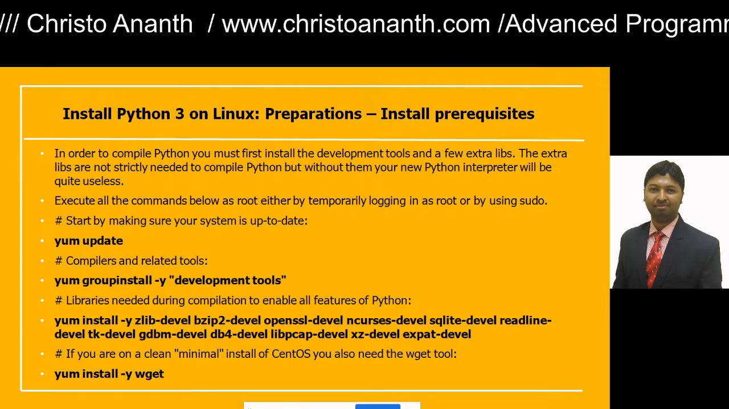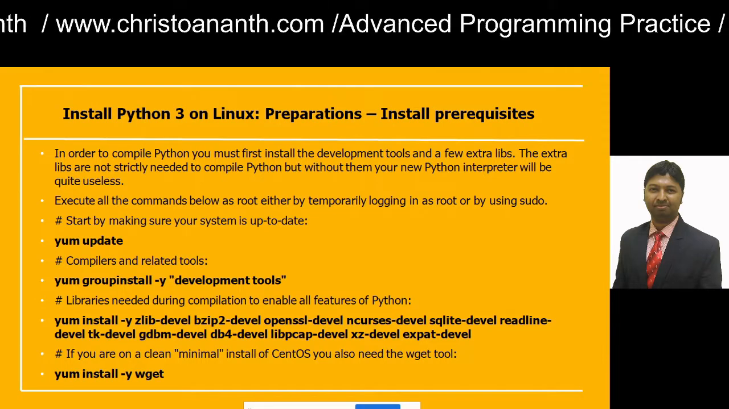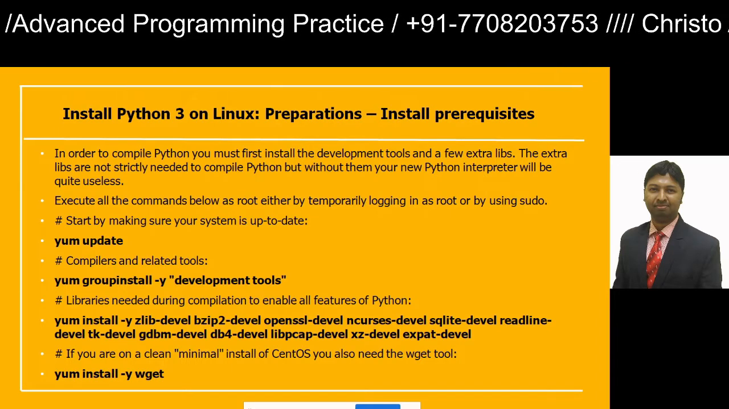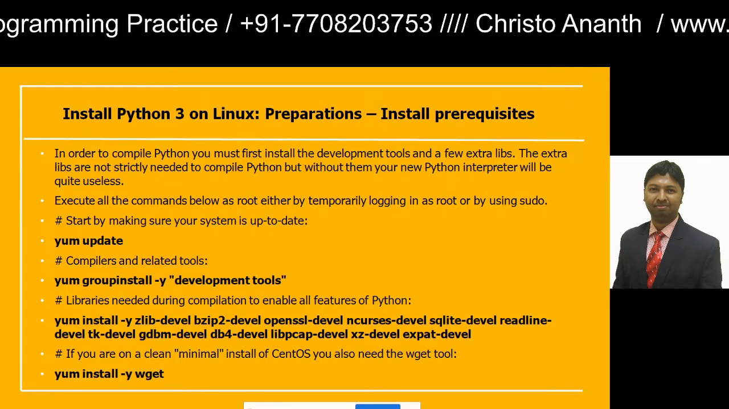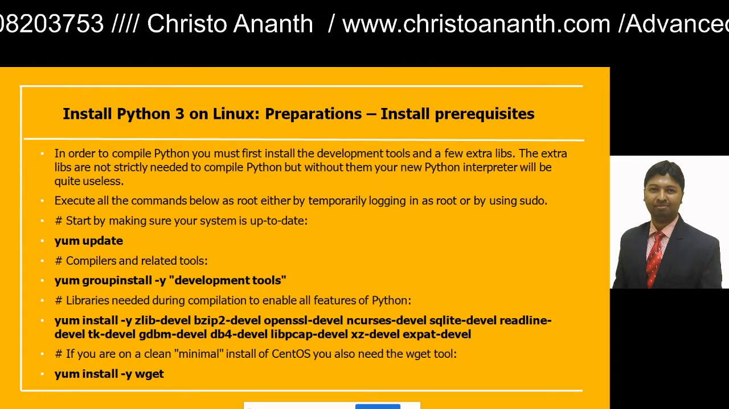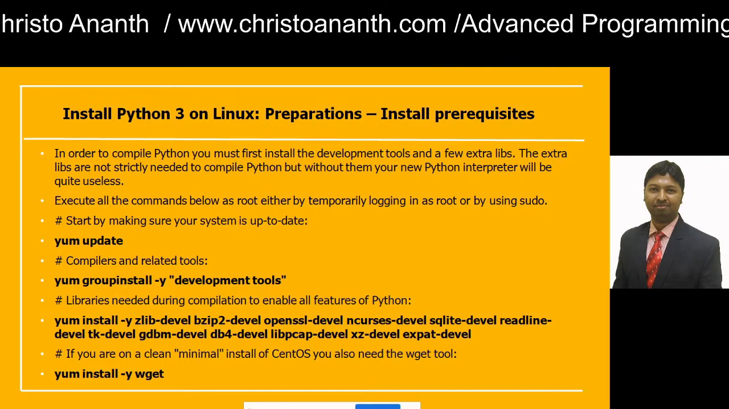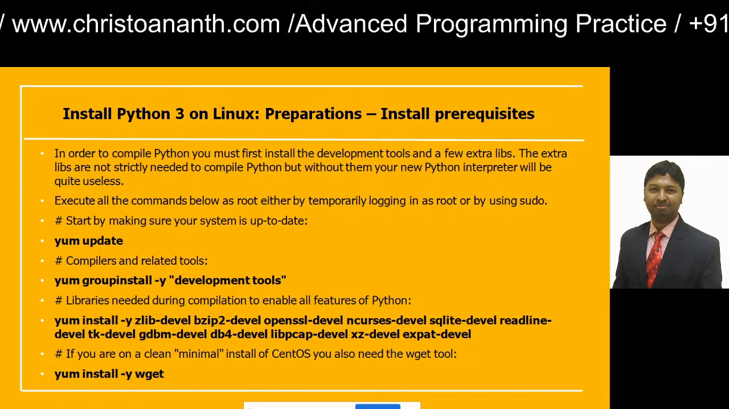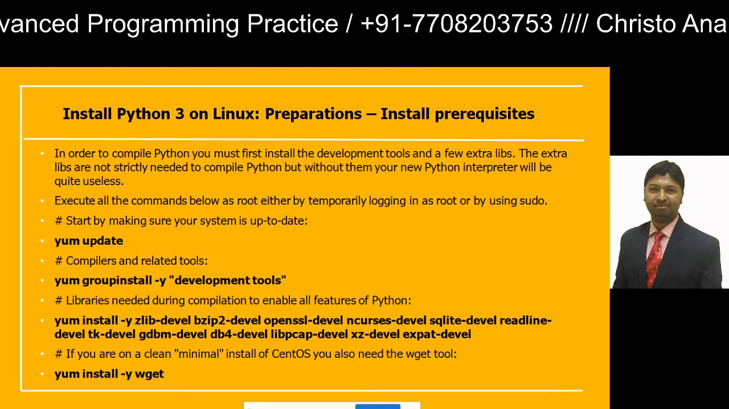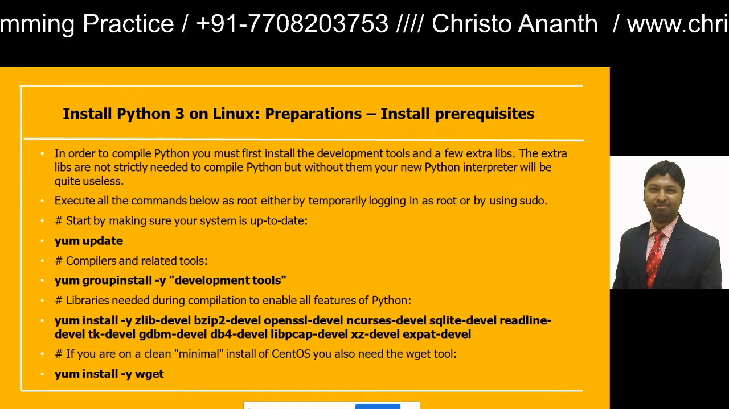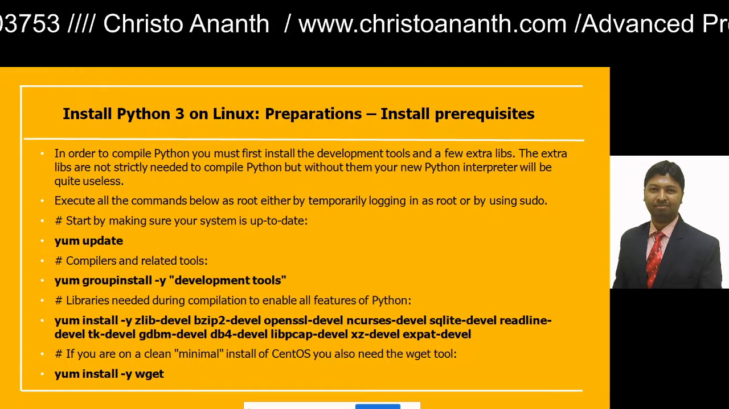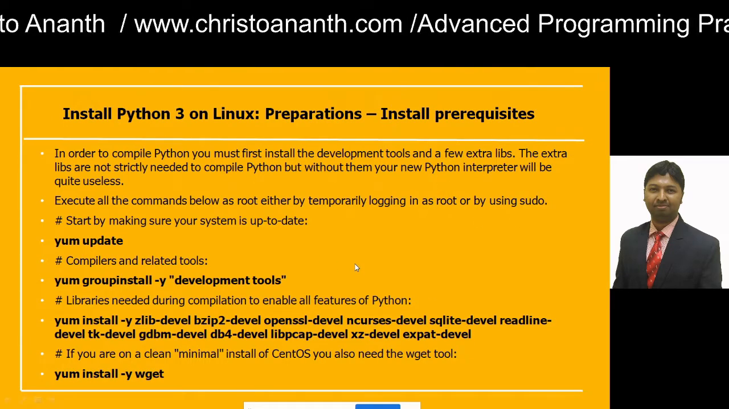And then you go with yum install -y zlib-devel, and then bzip2-devel, openssl-devel, ncurses-devel, sqlite-devel, readline-devel, and then tk-devel, gdbm-devel, and then db4-devel, libpcap, the extra libraries which we have. Okay. xz-devel, and then expat-devel. So make sure you install all the development tools and also the extra libraries. Okay, and afterwards you go with yum install -y wget. So these are the prerequisites that you have to install on the Linux platform.